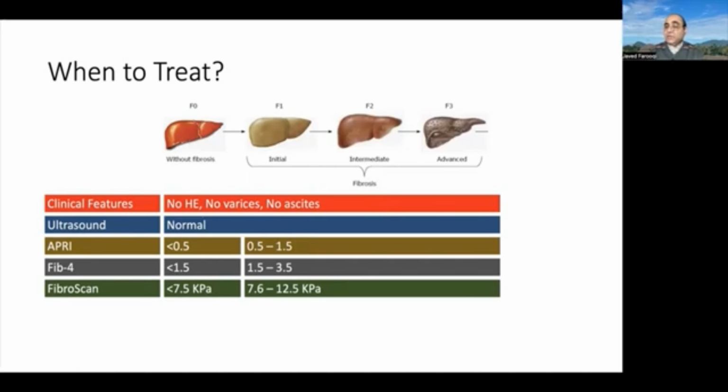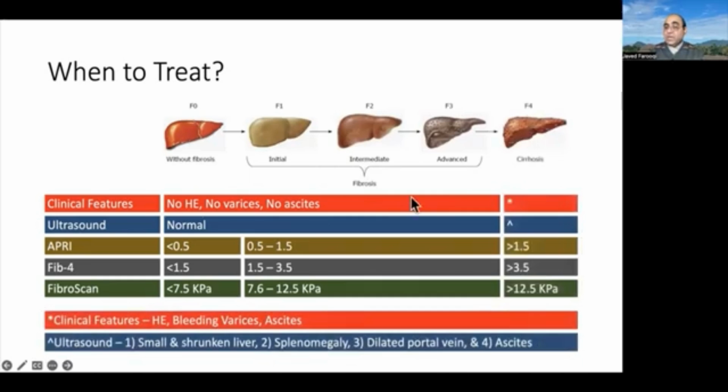And then comes the cirrhotic liver, and the cirrhotic liver is when there is a history of hepatic encephalopathy, bleeding varices, or ascites in present or past, and the ultrasound in such patients shows small and shrunken liver, splenomegaly, dilated portal vein, and ascites with or without ascites. And when we look for the EPRI, it's more than 1.5, FIB4 is more than 3.5, and FibroScan value is more than 12.5. When this criteria is fulfilled, then we label this patient as cirrhotic liver.